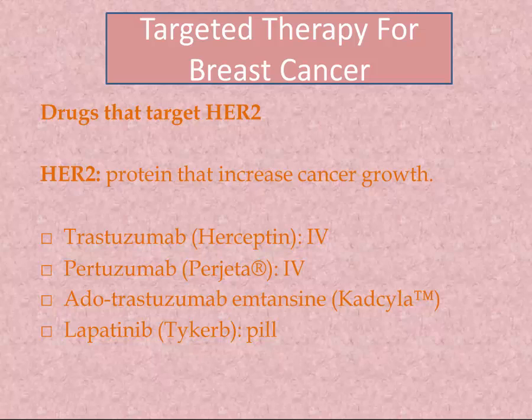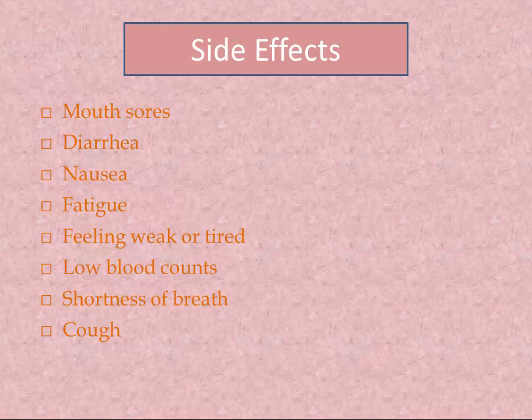Targeted therapy for breast cancer. Drugs that target HER2 protein that increases cancer growth. Trastuzumab, Herceptin, pertuzumab, Perjeta, ado-trastuzumab emtansine, Kadcyla, lapatinib, Tykerb, pill. Side effects: mouth sores, diarrhea, nausea, fatigue, feeling weak or tired, low blood counts, shortness of breath, cough.